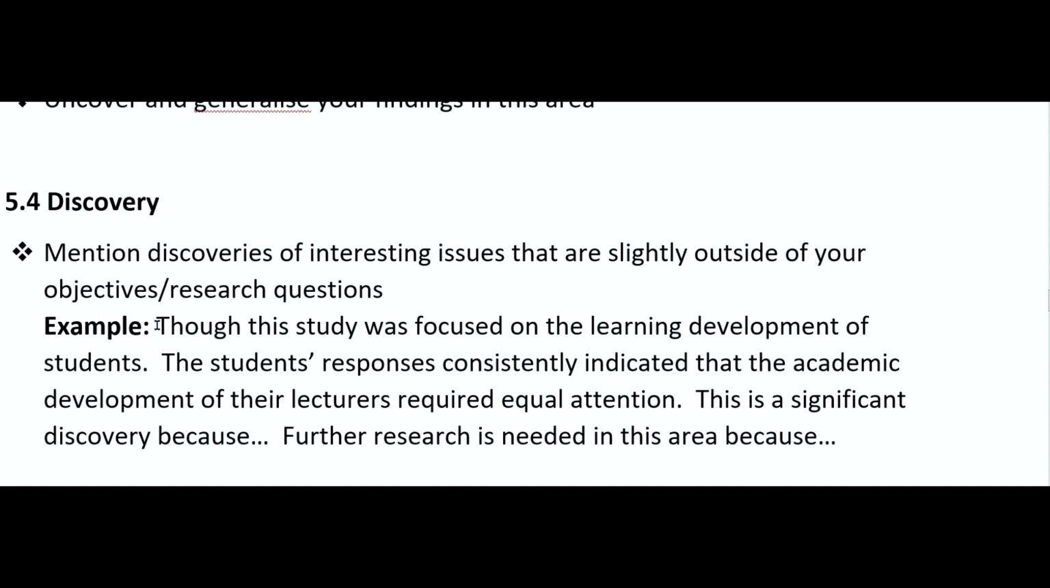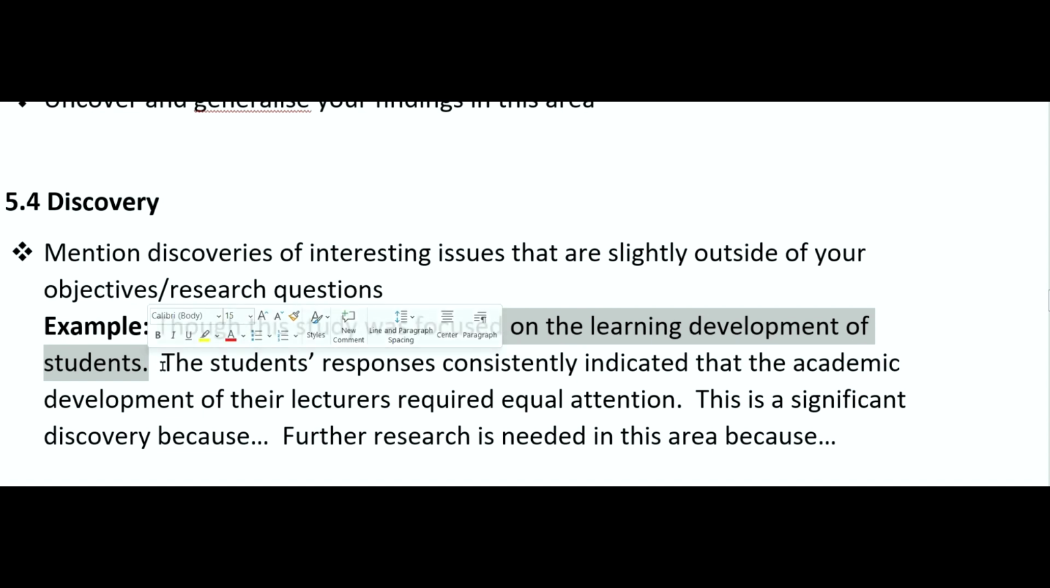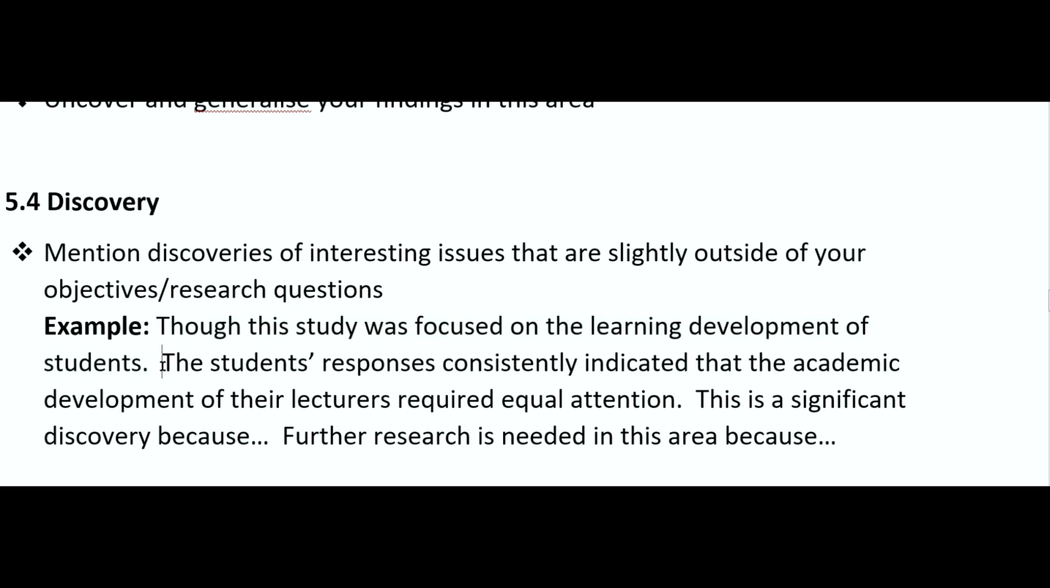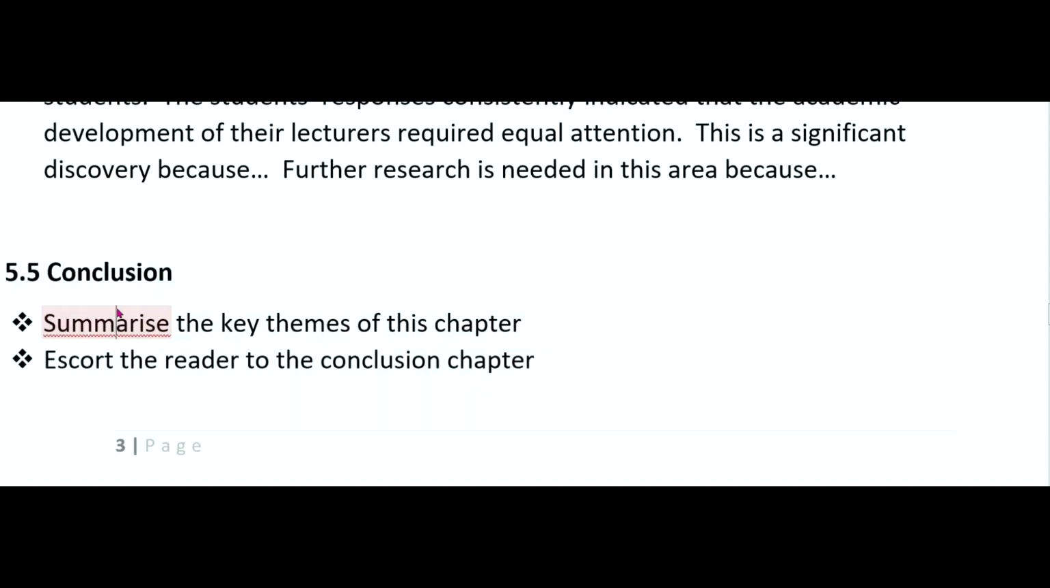So in this example, I've noted that though this study was focused on the learning development of students, I've made it clear, this is my main focus, the learning development of students. However, I'm putting forward this because there's a slight relation to it. So the students' responses consistently indicated that the academic development of their lecturers required equal attention. So you explain why this is a significant discovery, and even maybe point to further research that is needed in this area. Then you'll end with a conclusion. Summarize the key themes of this chapter and escort the reader to the conclusion chapter.